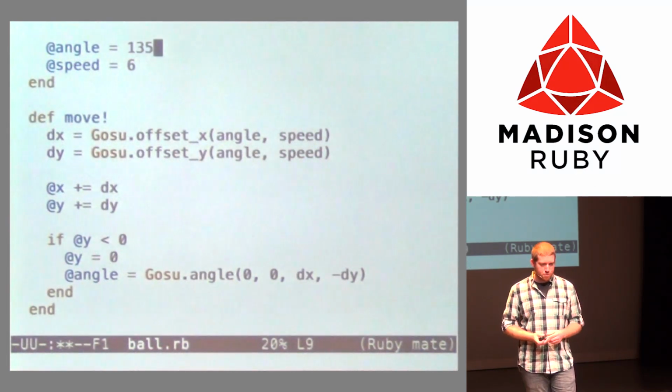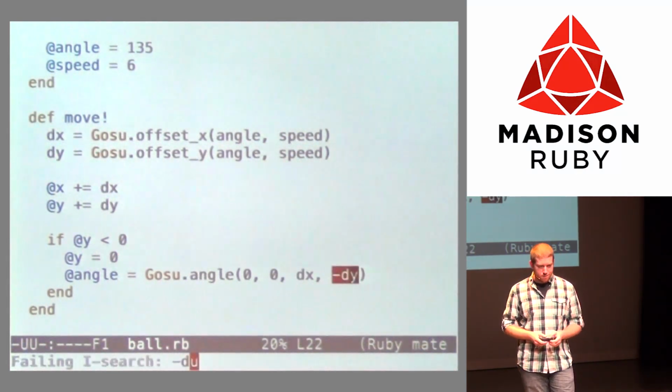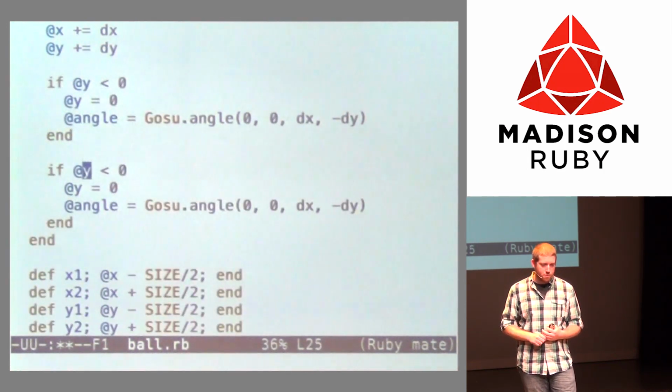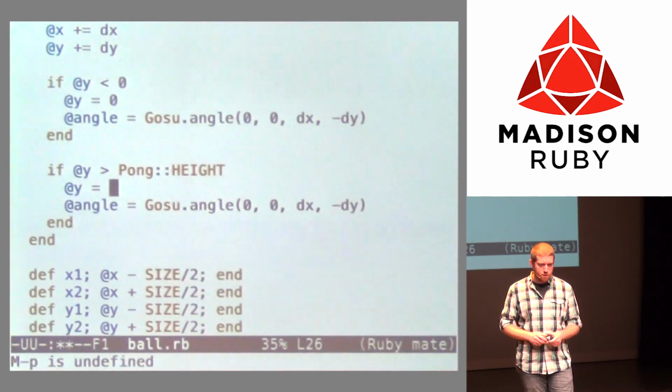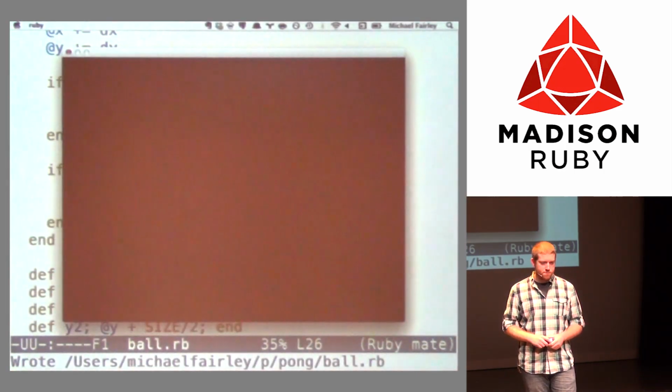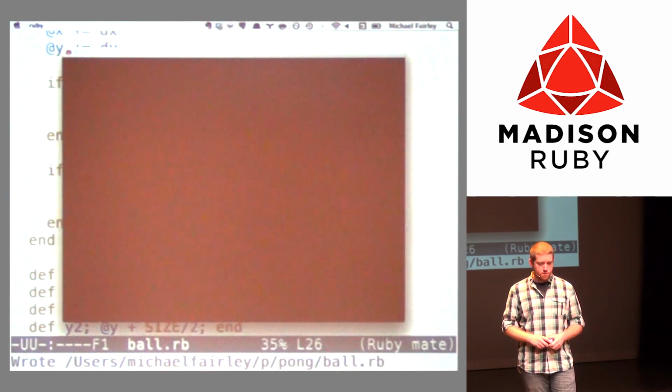And I'll set up the ball to go down and to the right. And we'll do the same thing for when the ball moves off the bottom of the screen. We'll move it back up and flip the y component of its angle. And we get some bouncing there.